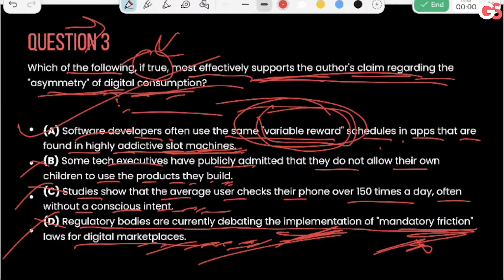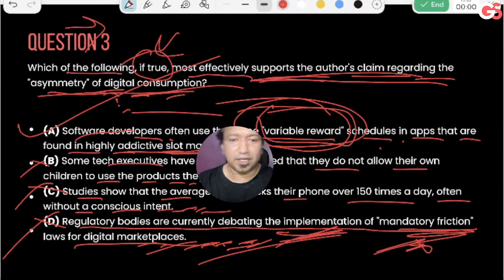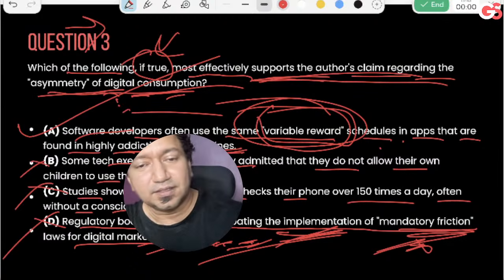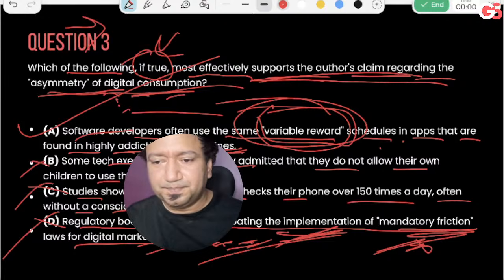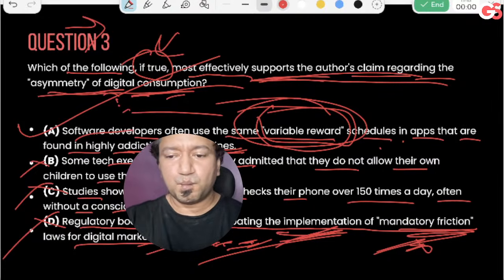Before I go, you tell me, how do you like it? And is this the thing that you are looking for? And you think that this is going to help you a lot in the real CAT exam? Because that is what I feel is going to help you.